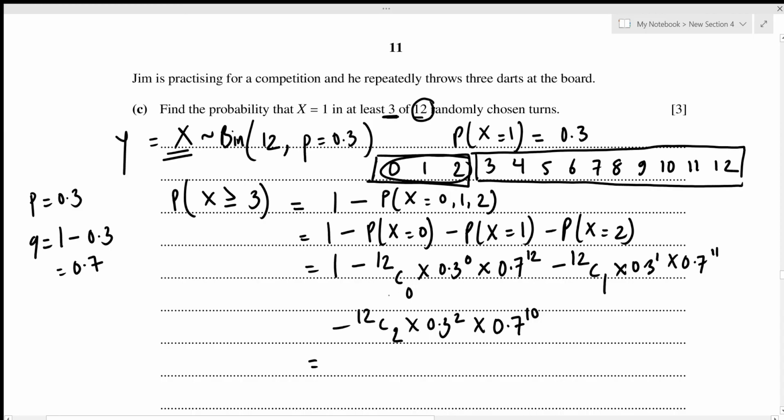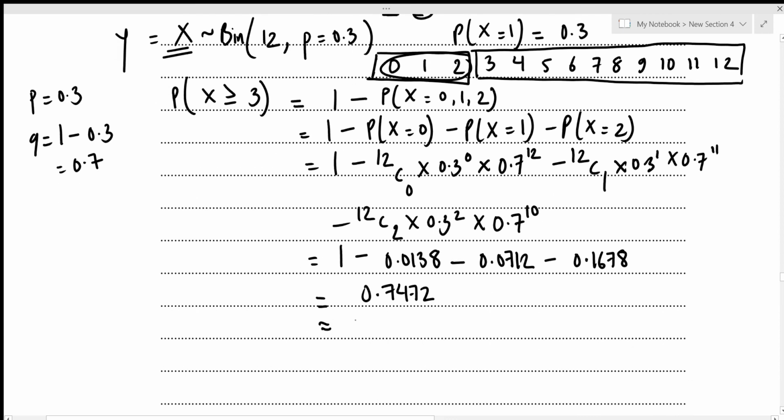Alright, so I'm going to write these probabilities in 4 decimal places. So that's going to be 1 minus 12c0 into 0.3 to the power 0 into 0.7 to the power 12, which is 0.0138, minus 12c1 into 0.3 to the power 1 into 0.7 to the power 11, which is 0.0712, and the final one, 12c2 into 0.3 squared into 0.7 to the power 10, which is 0.1678. So this gives us the final probability to be 0.7472. Now if we want to round it off to 3 figures, that's going to be 0.747.